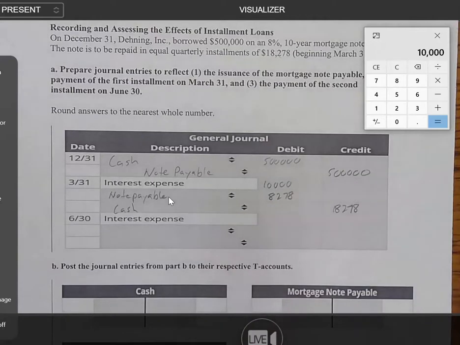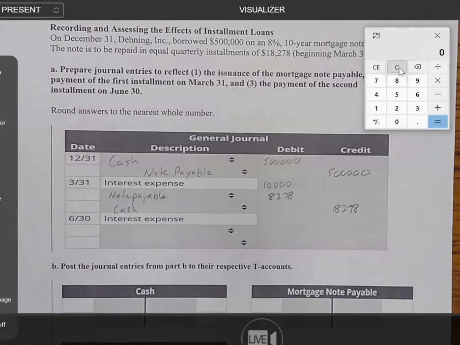Okay, and that's all we have to do there. And most students, again, I've said this before, do pretty well here and here. It's this third one that sometimes causes some issues.